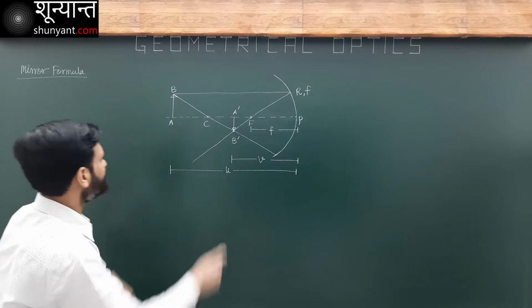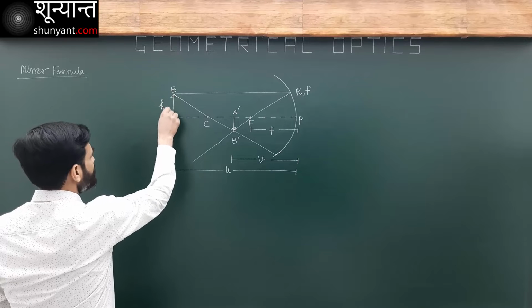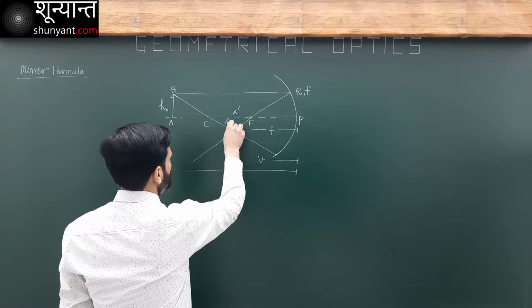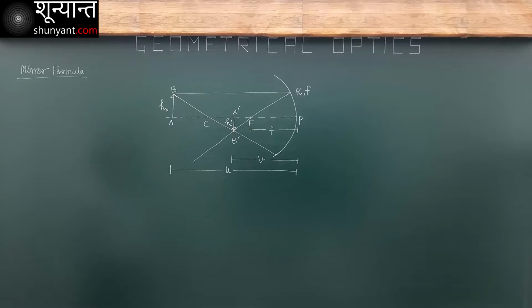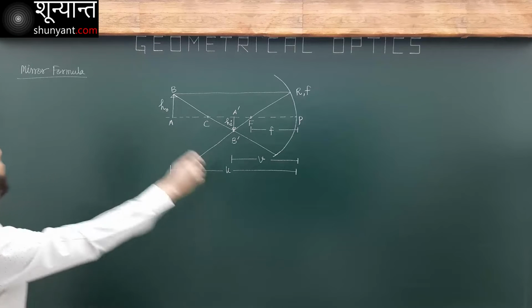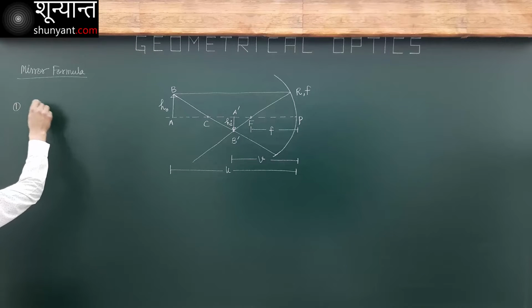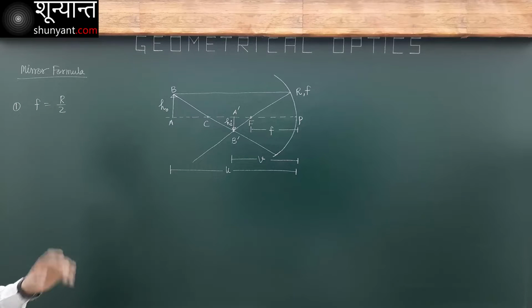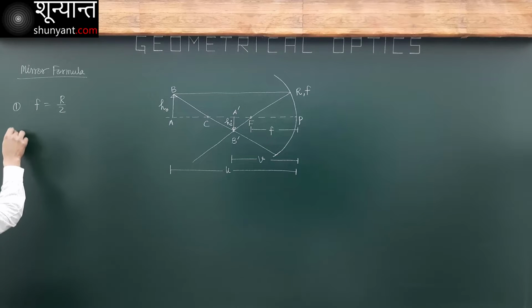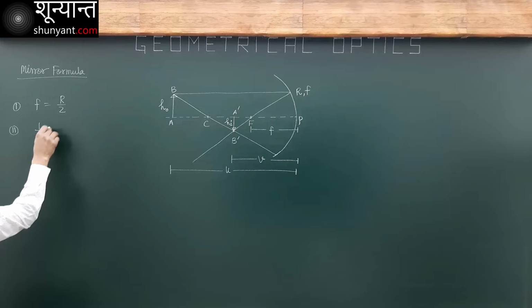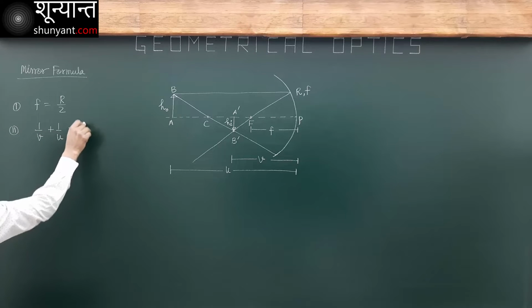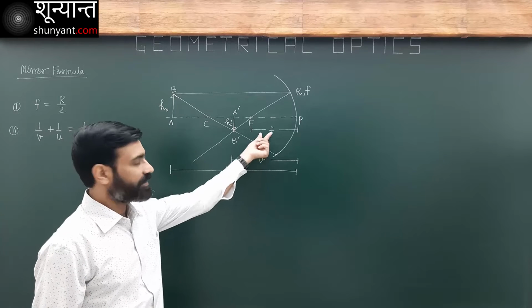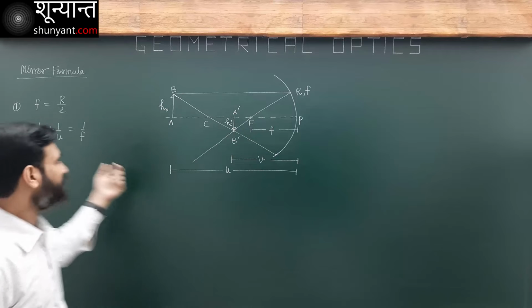Now, there is one other term. This is the object AB. Its height is HO, the height of the object, and this is the height of the image, HI. Now, how are all these terms related? The first relation is F is equal to R by 2: focal length is half of the radius. The second relation is 1 over V plus 1 over U is equal to 1 over F. This is the relation between object distance, image distance, and focal length. We are going to derive this relation.